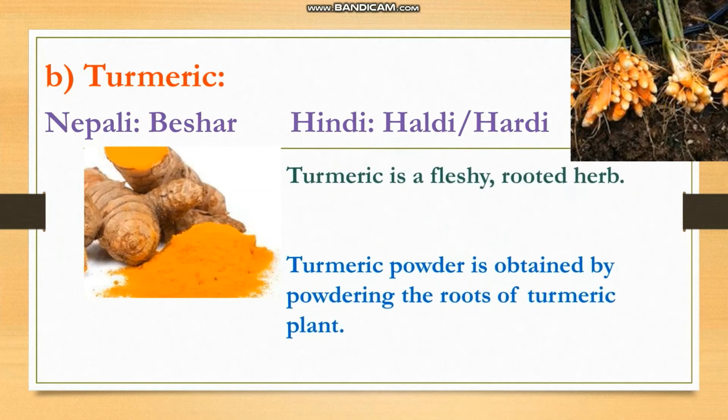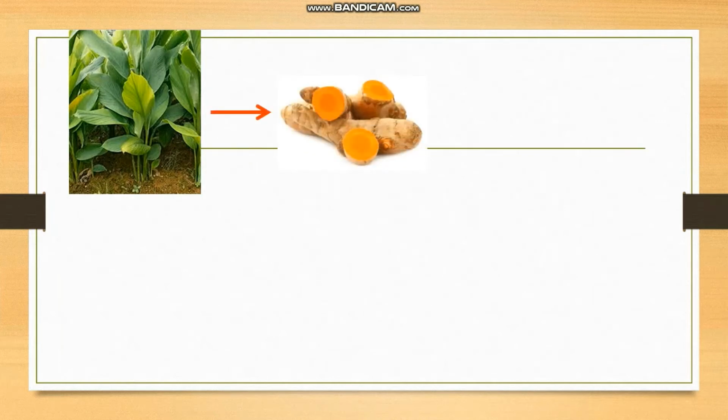Turmeric is a fleshy rooted herb, and turmeric powder is obtained by powdering the roots of turmeric plants. Let's see how a turmeric plant looks. That's the turmeric plant. So its root looks something like that.